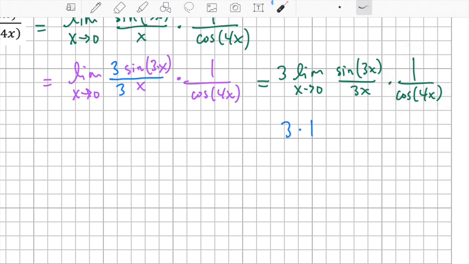Now, when I take the limit of this one, and x is approaching 0, that means we're going to end up with cosine of 0. And cosine of 0 is just 1. So in reality, that's also 1. So my final answer is just going to be 3 times 1 times 1, which is equal to 3.